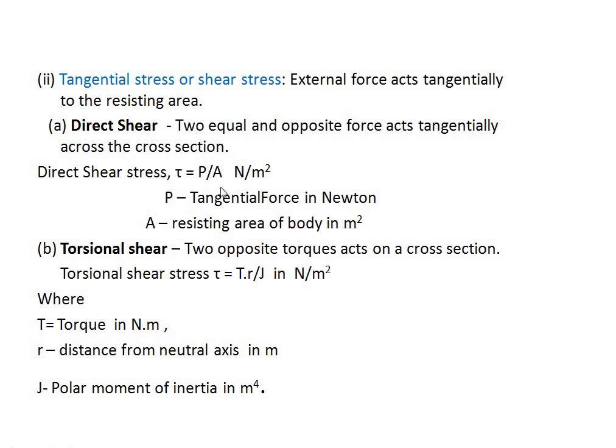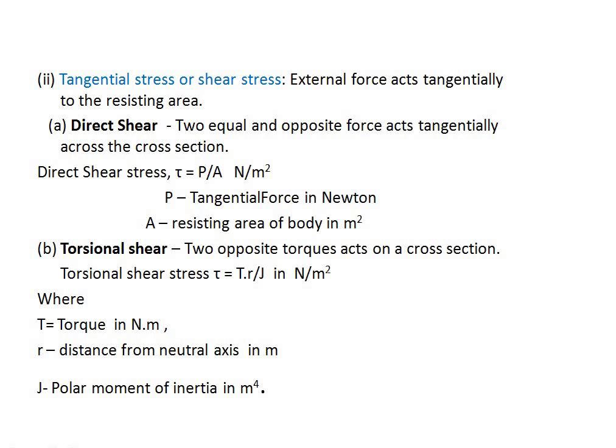It is represented by the letter tau, which is equal to P by A in Newton per meter square, where P is the tangential force in Newton and A is the resisting area of the body in meter square. Now, the second type of shear, it is torsional shear. Two opposite torques act on a cross section. Either it may be two external torques or it may be an external torque and a resisting torque due to fixed end or whatever it may be, right?